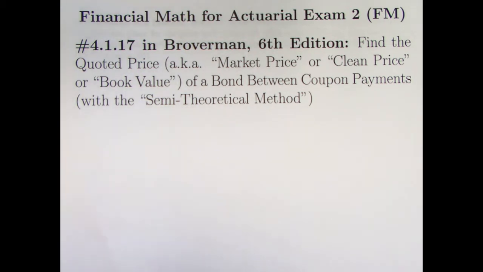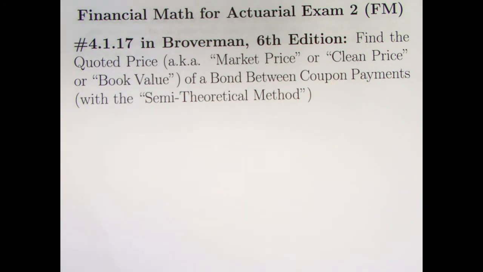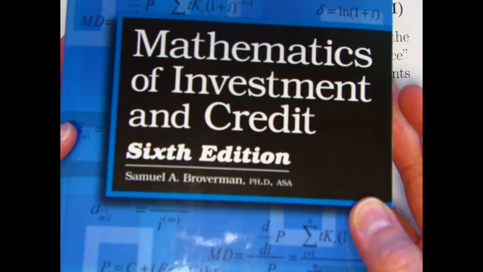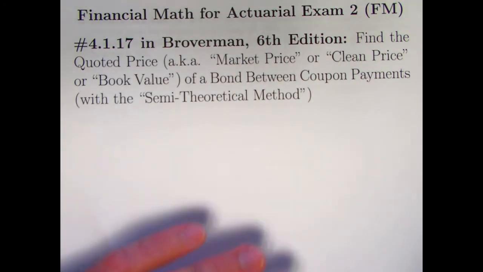Hello, in this video on Financial Math for Actuarial Exam 2, we'll be taking a look at problem 4.1.17 in the 6th edition of Broverman's book, The Mathematics of Investment and Credit. We'll be delving into kind of a confusing topic, I think.